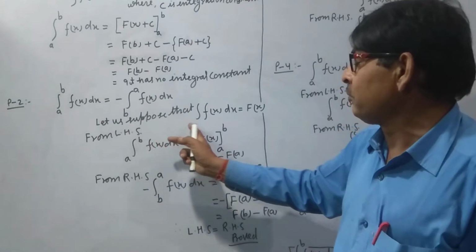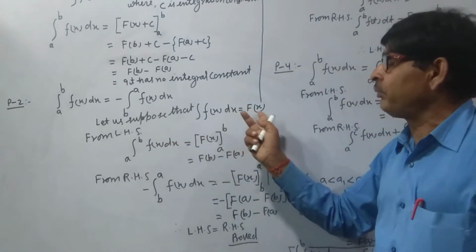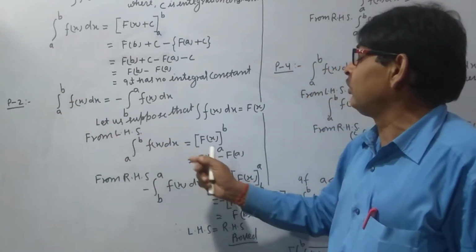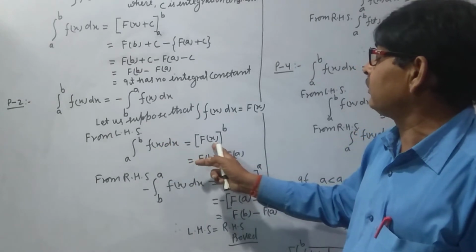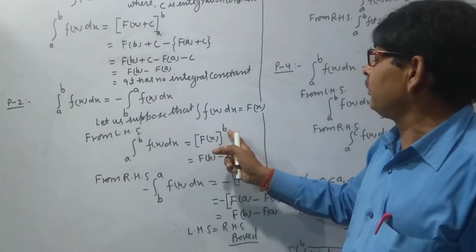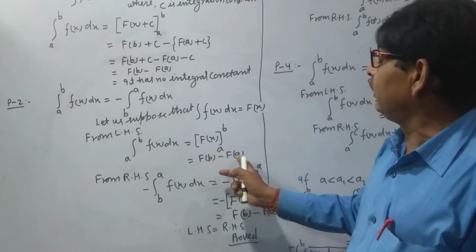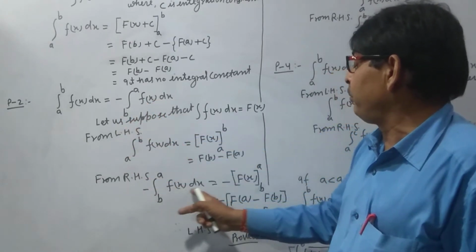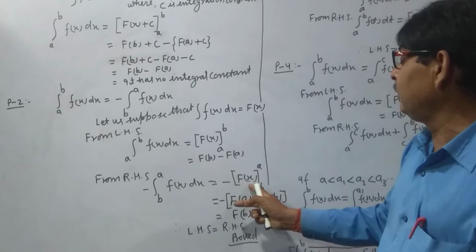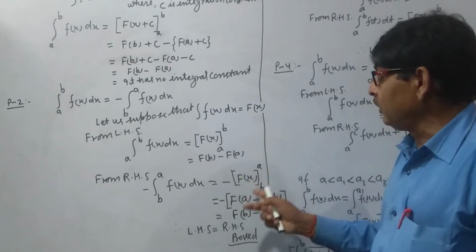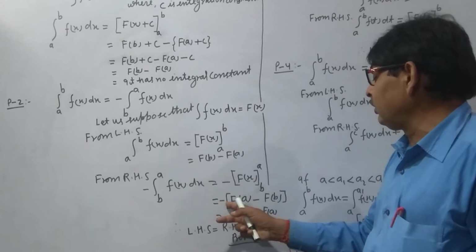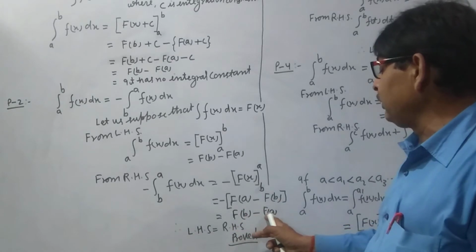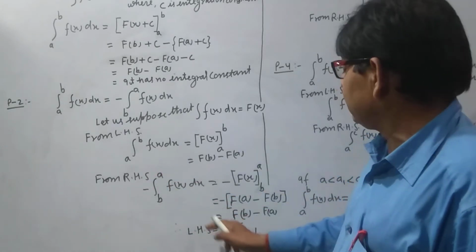Let us suppose that the integration of f(x) dx is equal to F(x). From the left hand side, the integral from a to b of f(x) dx equals F(x), and putting the upper and lower limits, F(b) minus F(a). From the right hand side, the integration of f(x) is F(x) from b to a, putting the limits, F(a) minus F(b). Here this is minus F(a) plus F(b), so F(b) minus F(a). The left hand side equals the right hand side.